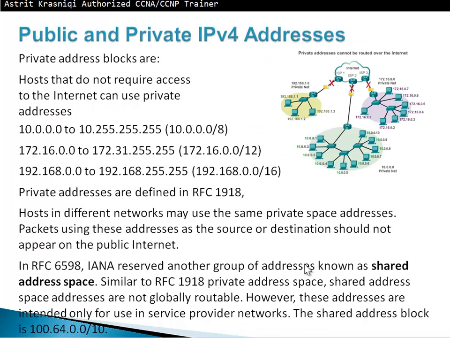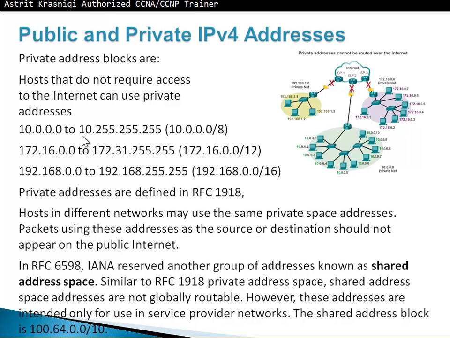Public and private IPv4 addresses. Private address blocks are for hosts that do not require access to the internet and can use private addresses. So now, for example, imagine my home. I have about 10 devices that use 10 IP addresses. Those IP addresses are unique, but are unique in my local network. They don't go to the internet. When the device needs to go to the internet, they will be translated to a public IP address. So at home, I have private IP addresses.